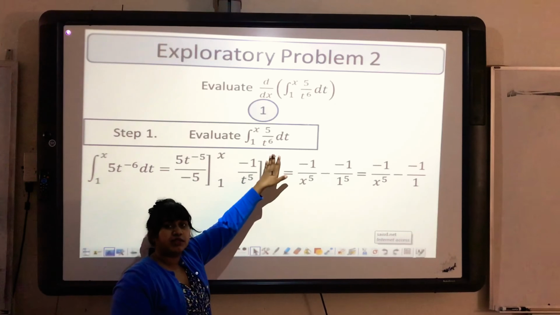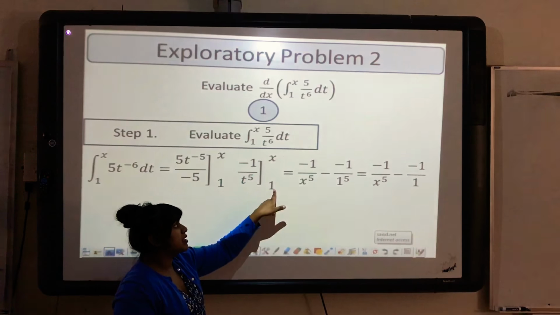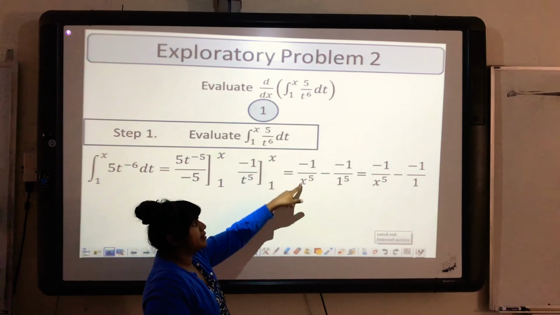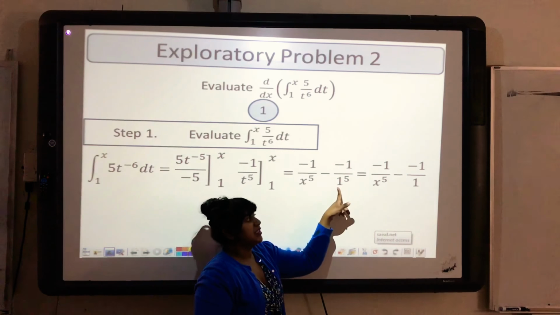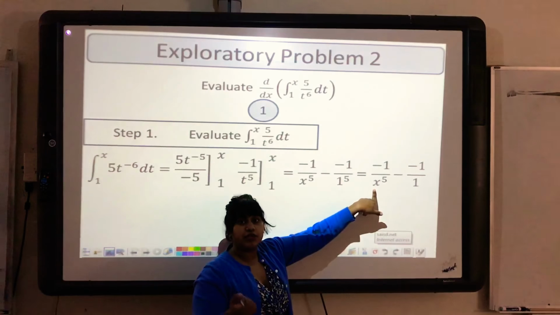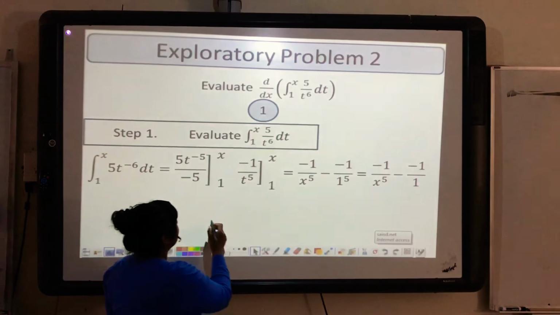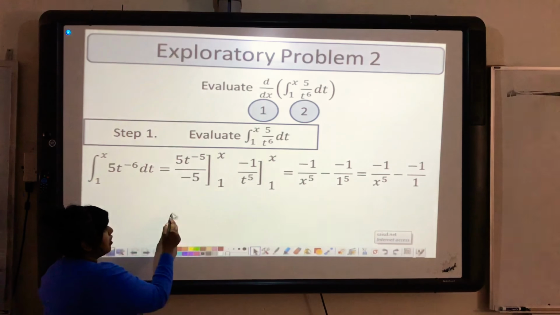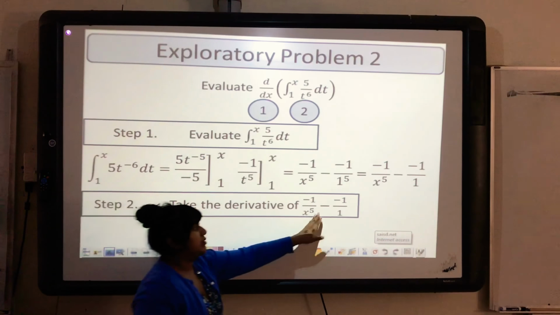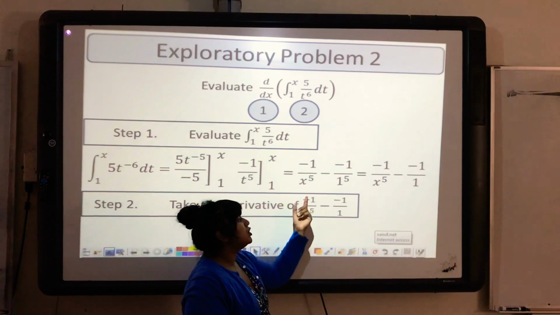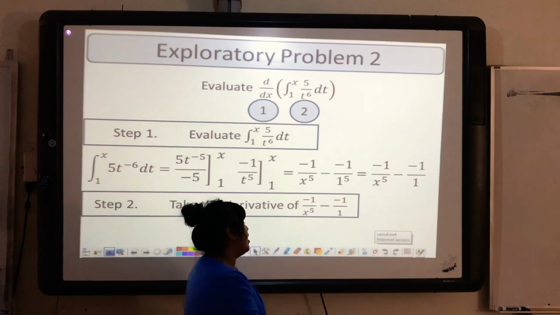Here's our other fundamental theorem of calculus. This is F of b minus F of a. So here's our b. I plugged in my x. Here's our a. I plugged in my 1, and we're left with negative 1 over x to the 5th minus negative 1 over 1, so plus 1. But we're not done, so let's do step 2. Let's actually take that derivative. When we take that derivative, again, the constant value on the right disappears because the derivative of a constant is 0. And we're just going to take the derivative of this part right here.